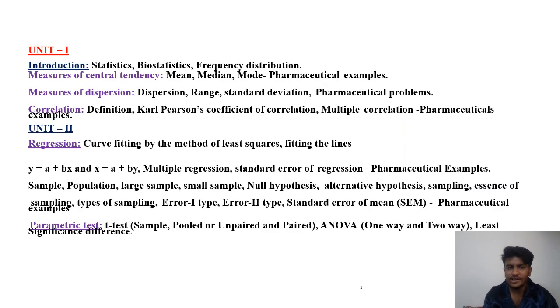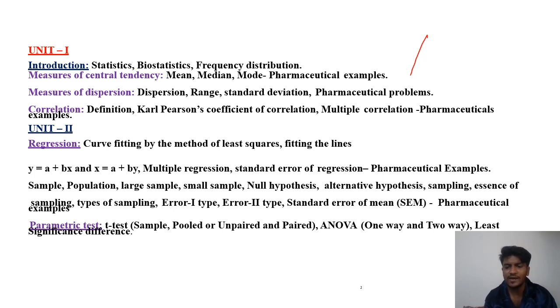So this will be the syllabus that we will be covering in the first three lectures. Measures of central tendency, in which we have mean, median, and mode. Then we have measures of dispersion. So dispersion is of two types: absolute and relative. We will be discussing all of them. Then we have Karl Pearson's correlation coefficient, Spearman's rank correlation. So that will also be discussed.